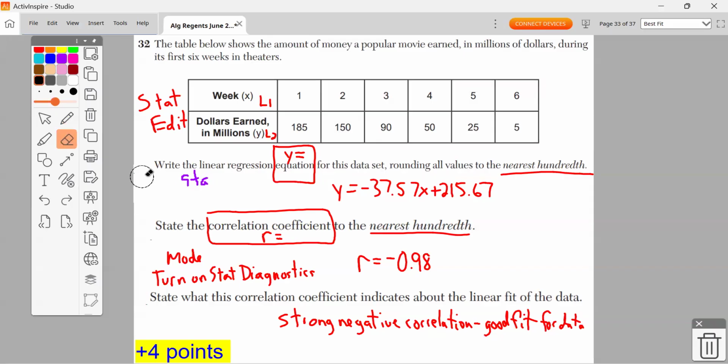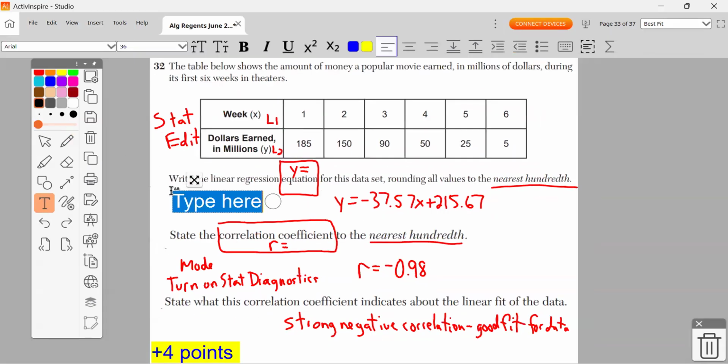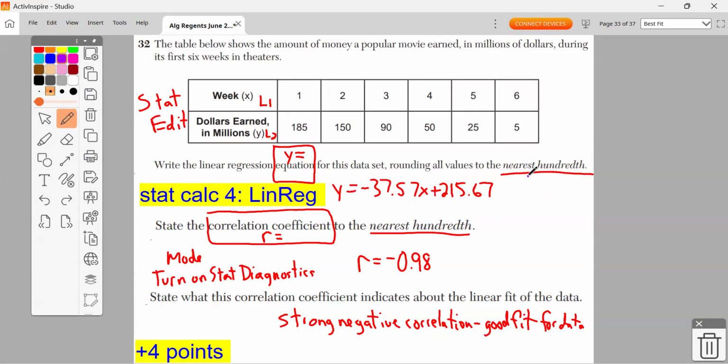All right, stat calc number 4 for the linear regression equation. Sorry, I didn't have that written in there. And you get this, rounded to the nearest hundredth. To the nearest hundredth is 2 decimal places. So y equals, you have to have the y equals -37.57x plus 215.67. That is the only answer that you can have. You get 2 points for that. If you didn't put y equals, you only get 1 credit.